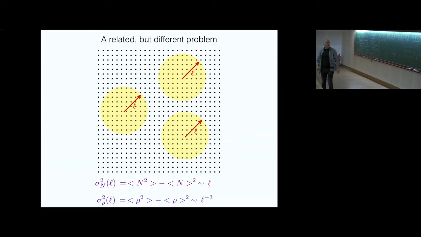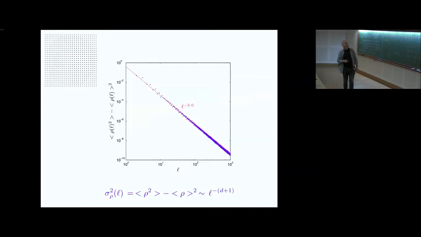in two dimensions. If I'm interested in the density of points, that's the number of points divided by the area. That scales as L to the minus 3 in two dimensions. In general, in any dimension, for a periodic system, the variance of particle number scales as L to the d minus 1, again coming from the surface, and the density is just L to the d down from that, just because of normalization. If I plot the variance of the density on a log-log plot, I see the power law very nicely.